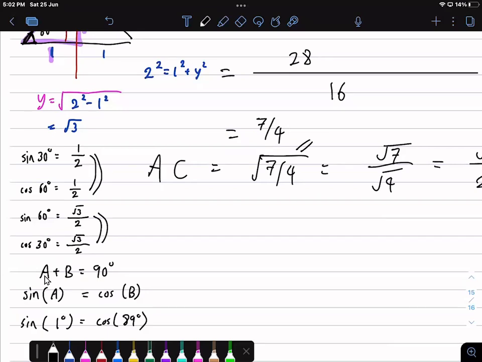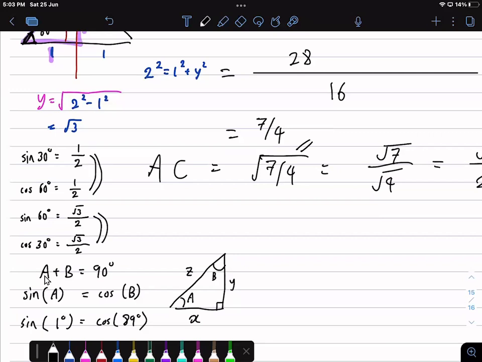Why is this true? Draw a right angled triangle, call this angle theta. This will become 90 minus theta. Or in other words, you can call this angle A and this angle B. Does it make sense? A plus B is 90 degrees. If it's 90 here, 180 minus 90 gives you 90 degrees, which is the sum of the other remaining angles. Let's call the triangle XYZ.